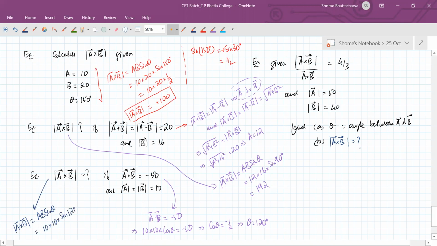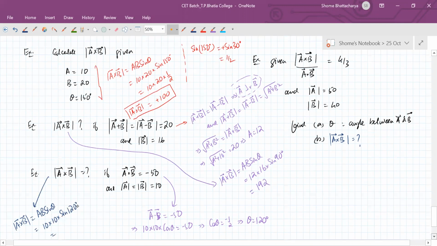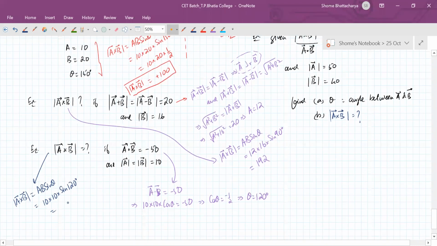Sine 120. Now sine 120 will be how much? Positive of root 3 by 2. Will be positive of sine 60. Okay. So 10 into 10 into root 3 by 2. So 50 root 3. This will be your answer, final answer.